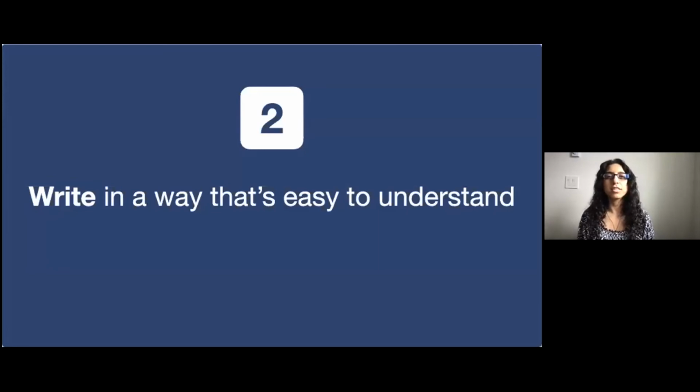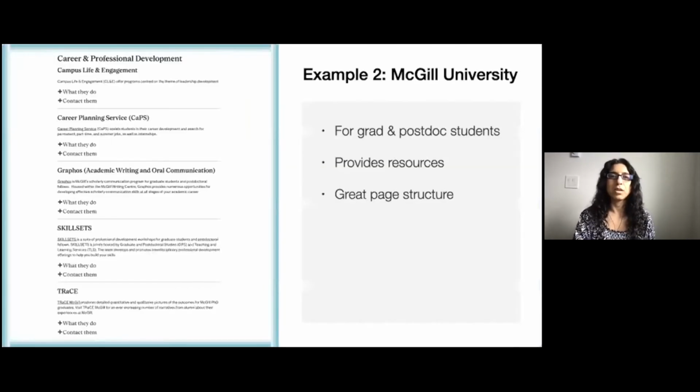So let's move on to the second example now. This is where I'm going to show you how to improve the writing itself and how to make it easier to understand. So I'll use this page here as an example. This page is from the McGill University website, and I'm going to work through it to just show you how to improve the writing. So this is a page for graduate and postdoc students at McGill University. And as you can see, it provides career and professional development resources.